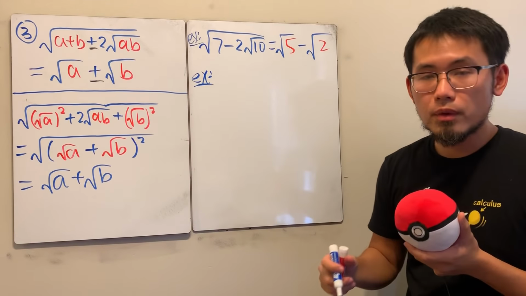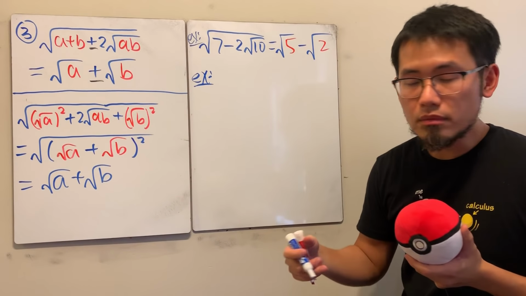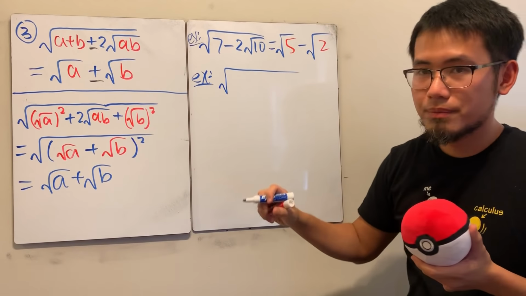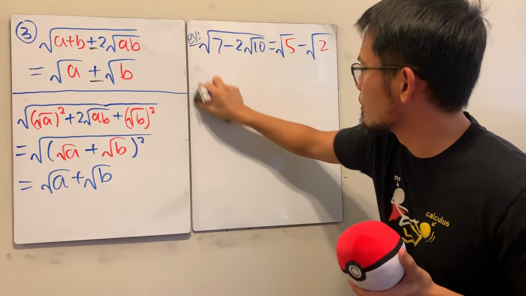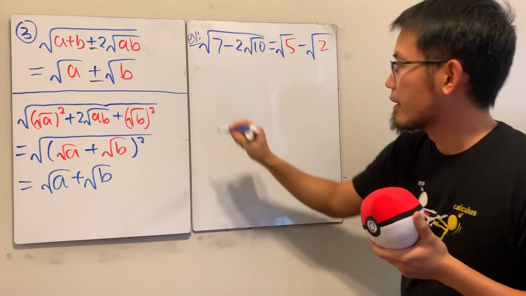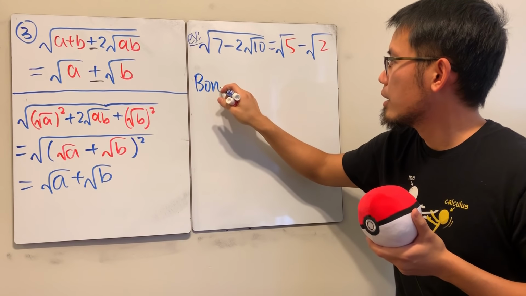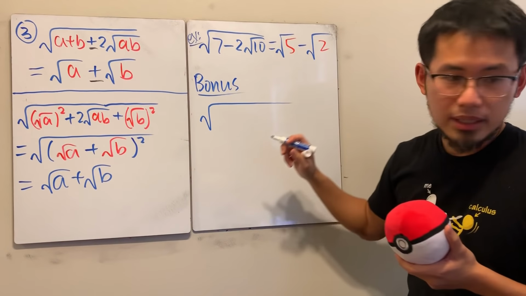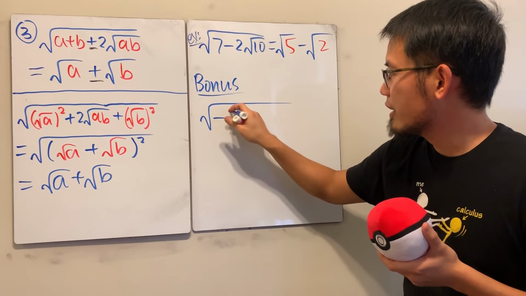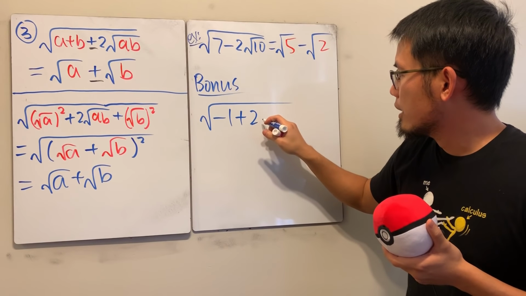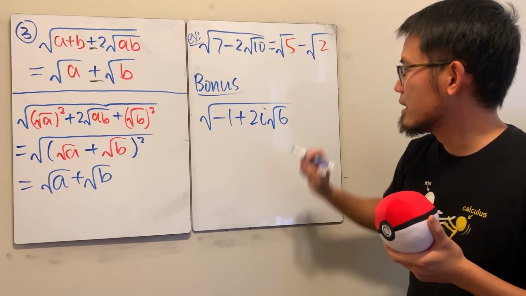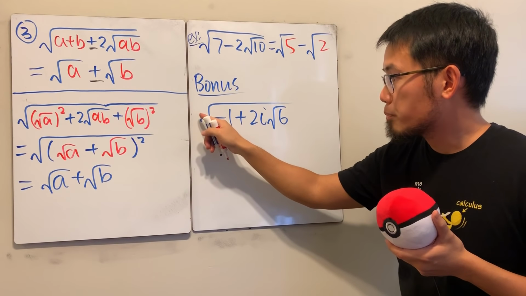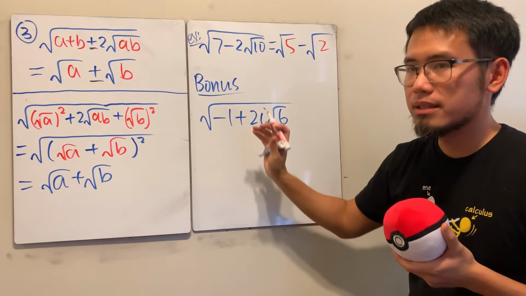And then I'll give you guys another example, because you might be wondering, what if we have a complex number? So this is a little bonus for you guys. All right, let's look at the square root, suppose we have negative 1 plus 2 i square root of 6, like this. And right here, I'm just taking the principal square root, so this is just the positive square root.